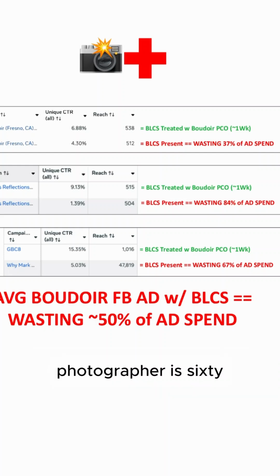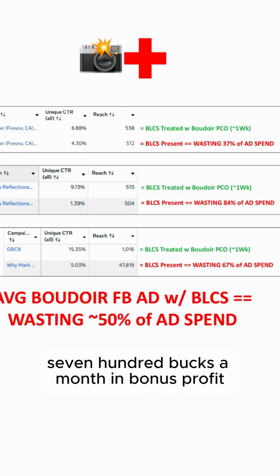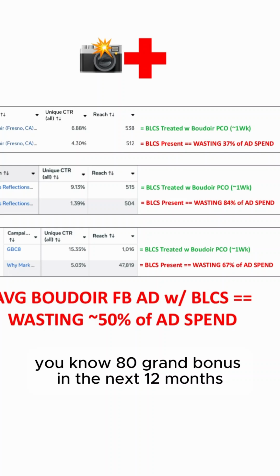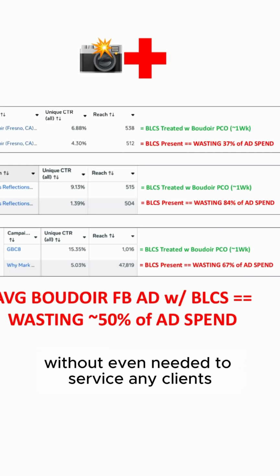6,700 bucks a month in bonus profit by simply not spending that money. I would say, 80 grand bonus in the next 12 months. So insanely good without even needing to service any clients.